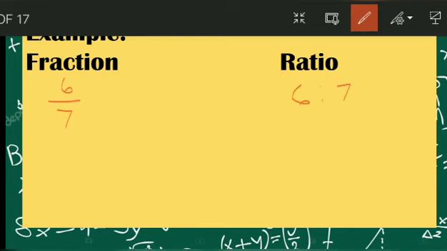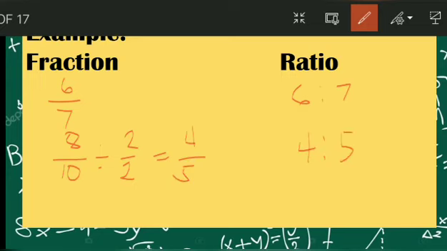Okay, paano naman kapag 8 all over 10? So, makikita nyo, wala pa yung fraction into lowest term. We can divide them by 2 since 2 is their GCF. So, 8 divided by 2 is equal to 4. 10 divided by 2 is equal to 5. So, in ratio form, it is 4 is to 5.